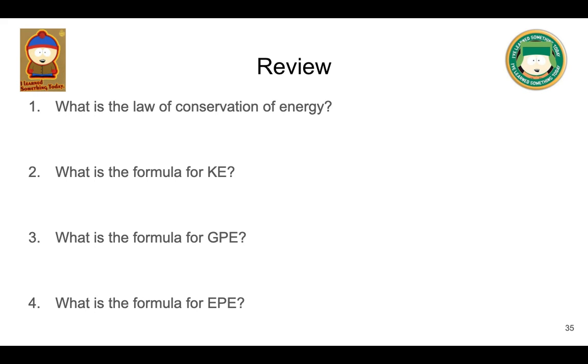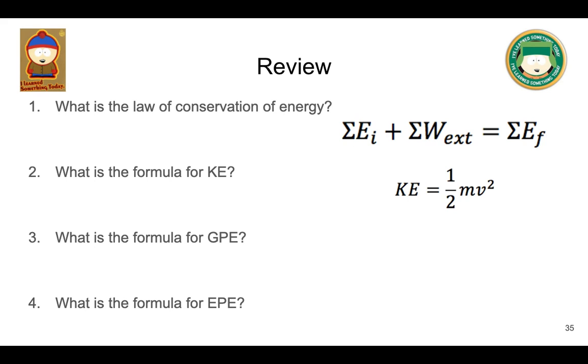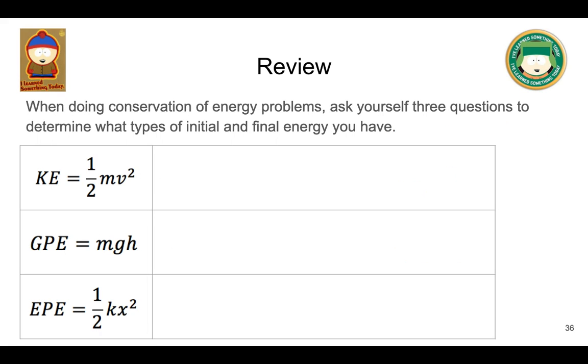And quick review. So, what is the law of conservation of energy? This is also called the first law of thermodynamics. It says energy is neither created nor destroyed. And if you write it mathematically, it looks like this: sigma E initial plus sigma work external equals sigma E final. And quick, do you remember the formula for KE? KE is equal to 1 half mv squared. The formula for GPE: GPE is equal to mgh. And EPE: EPE is equal to 1 half kx squared.